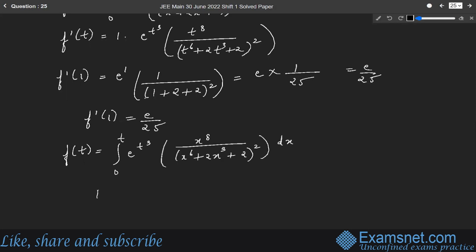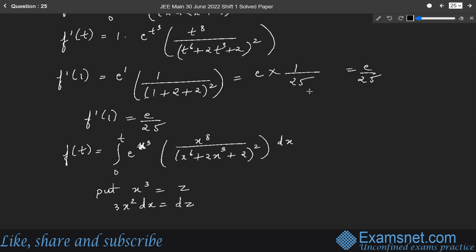Now let us do one thing. Let us put x cube is equal to z, right? See, here there is x cube. In the given function, we have e power x cube, right? Now, if x cube is equal to z, on differentiating both the sides, we will have 3x square dx is equal to dz.